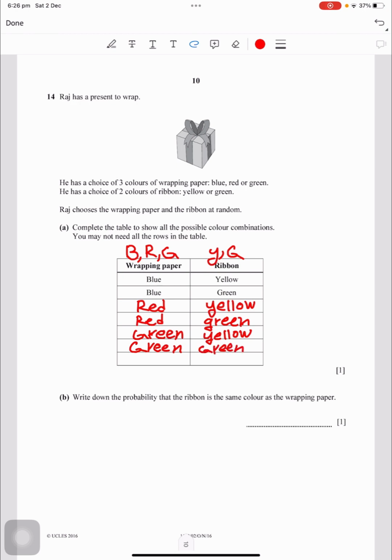Okay, now write down the probability that the ribbon is the same color as the wrapping paper. As you can see, there's only one, green, green. That's the only one here that is the same. So we can write 1, and the total there is 1, 2, 3, 4, 5, 6. So we can write 1 by 6. That is our answer. Okay, so next question.